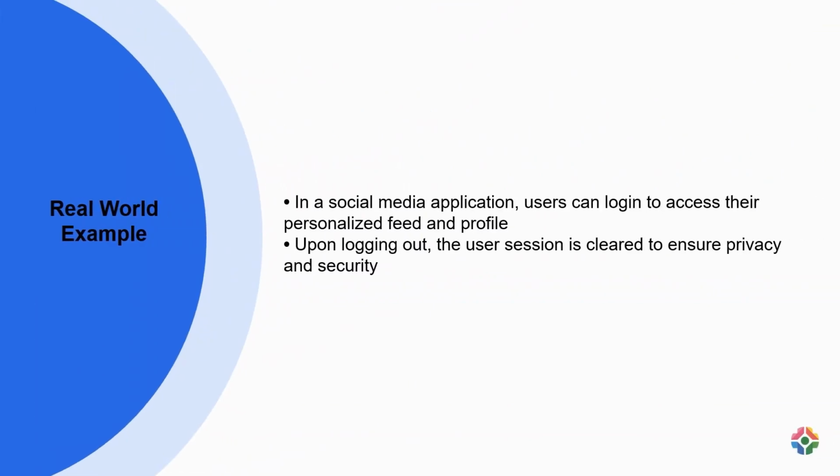In a social media application, users log in to access their personalized feed and profile. Once users log out, their session information is cleared to maintain privacy and security. This process ensures that unauthorized access to a user's account is prevented. For example, when a user logs out of their Instagram account, their session is cleared, requiring them to log in again to access their account. This security measure helps protect user data and prevents unauthorized access to personal information.